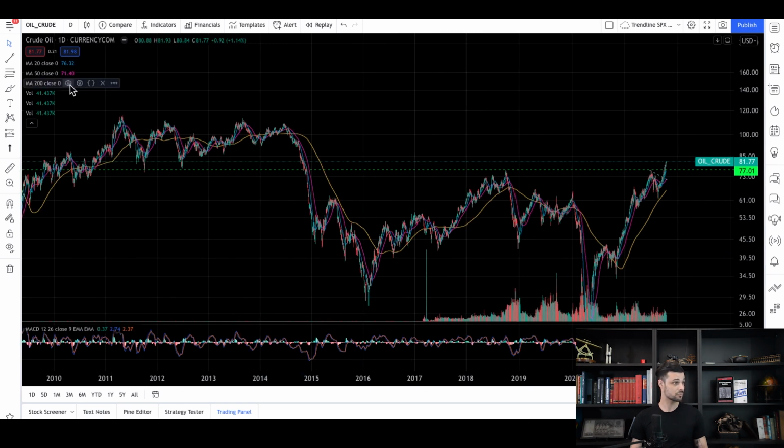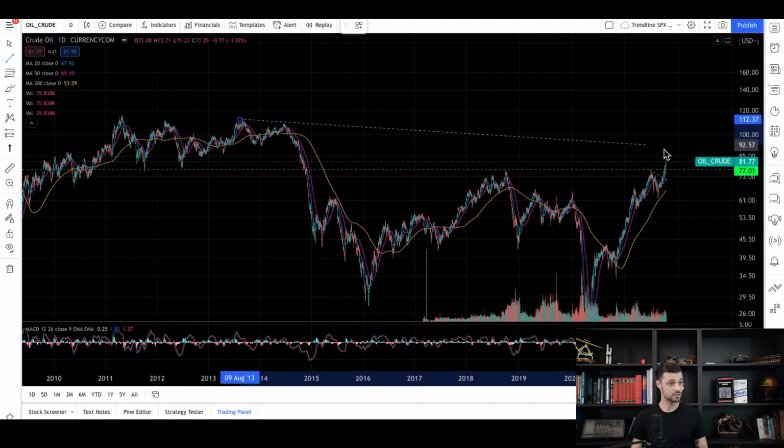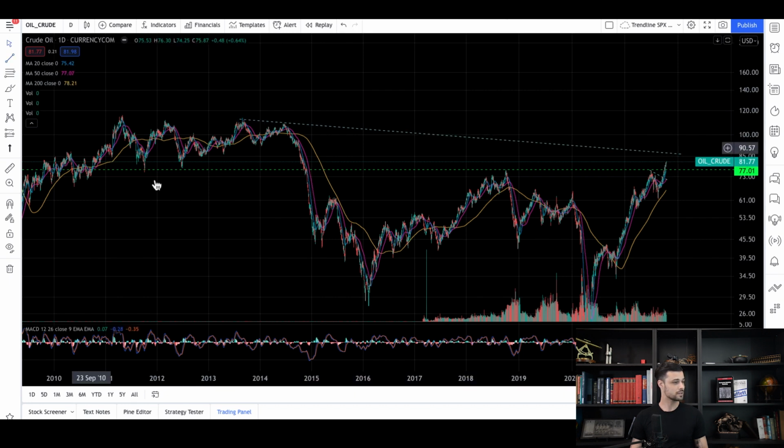Next resistance, where is it? Okay, let's try to find the next resistance. All right, we have one here. So we have actually some room. Let's see what's happening here, but probably we're going to get rejected. So whenever the oil is here, we can expect a correction on the global market.